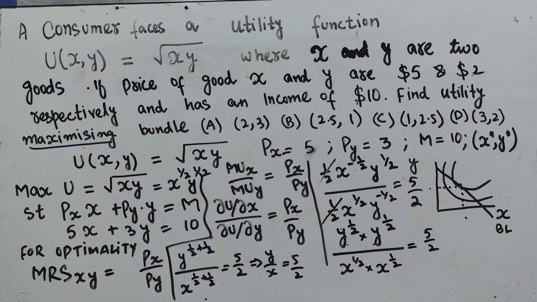Okay, let us solve for y. y will be equal to 5 upon 3, transposed, it gets multiplied, so we get x here.